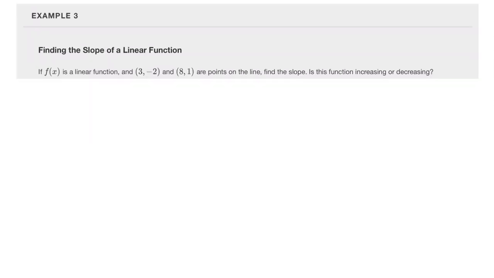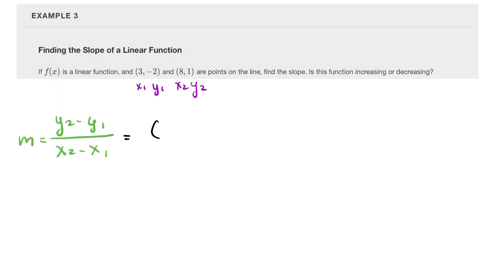So if f of x is a linear function and these two ordered pairs are points on the line, we're asked to find the slope, and then is this function increasing or decreasing? If we want the slope, one of my mentors would say, every time you use a formula, write it down. Since we're using the slope formula, that's going to be y2 minus y1 over x2 minus x1. And again, that's going to be the slope. Also, because we're working with ordered pairs, I usually like to automatically label them x1, y1, x2, y2. Okay. All right. Then it makes applying them much easier, in my opinion.